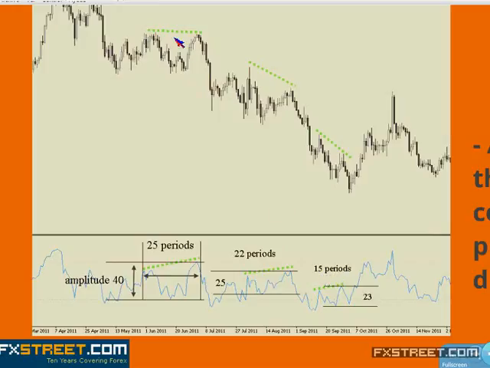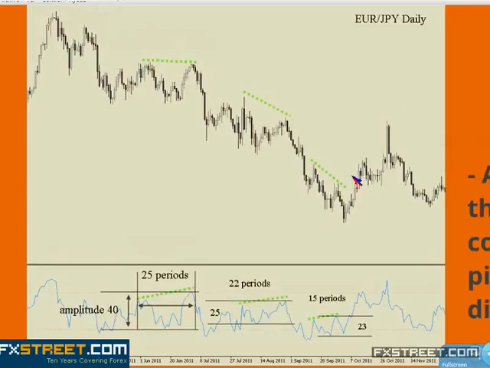While the first one took 25 periods to form, the second one took 22 periods, and the last one in this picture took only 15 days to develop. This is a daily chart on the Euro Yen. So this is something that, if you test this kind of setups, you may include these considerations.